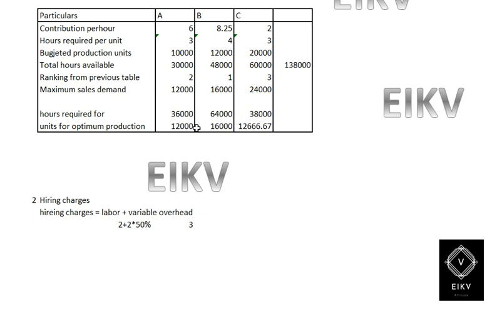Therefore, the optimum mix will be 12,000, 16,000, and 12,667. Then we need to compute the hiring charge. So the hiring charge will be labor plus variable cost. So labor is 2 per unit plus 2 into 50 percent, which comes to 1. 2 plus 1 equals 3.